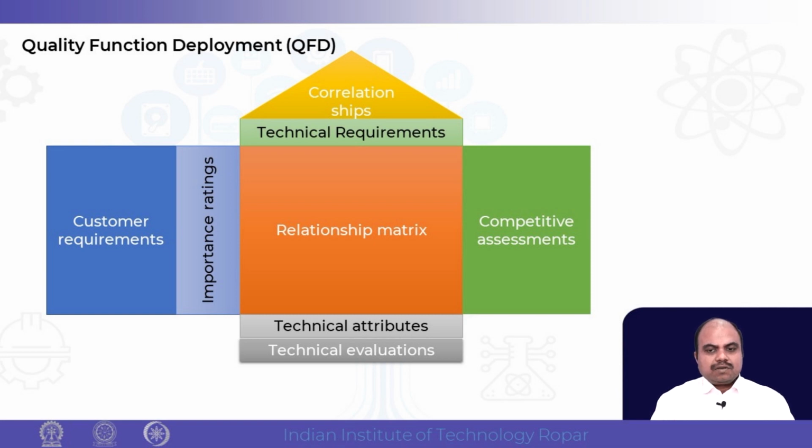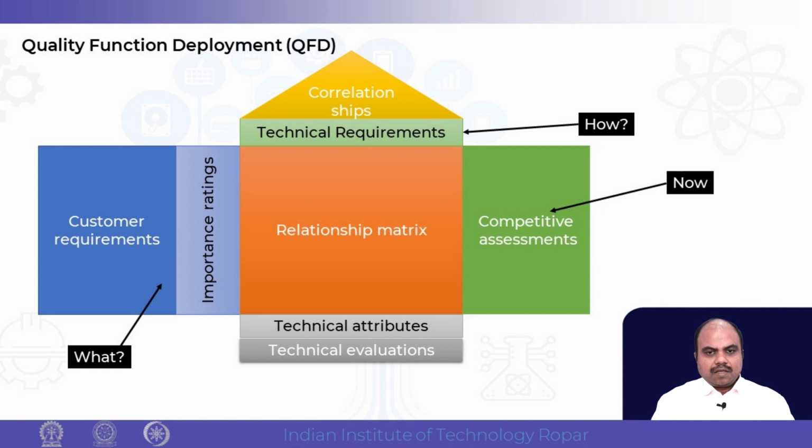Apart from this, we will also have comparative analysis on the right, and down the technical attributes. And ultimately, we are going to have technical evaluations. So if you say the customer requirement is what, technical requirement is how, comparative assessment is now, and ultimately the technical attributes are what we are going to get later, the actual attributes.